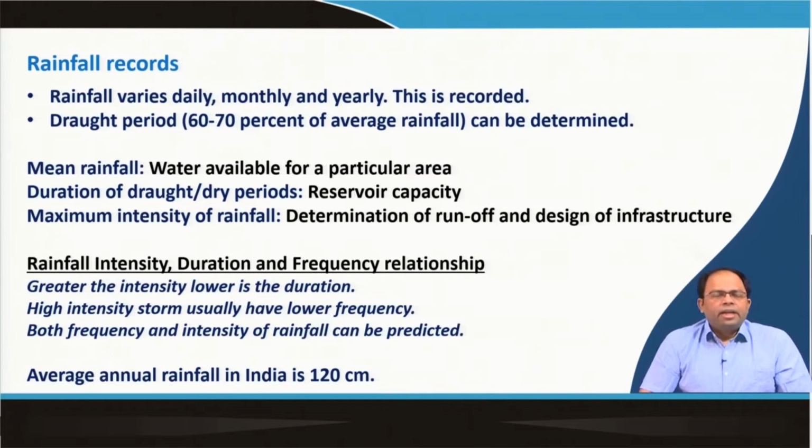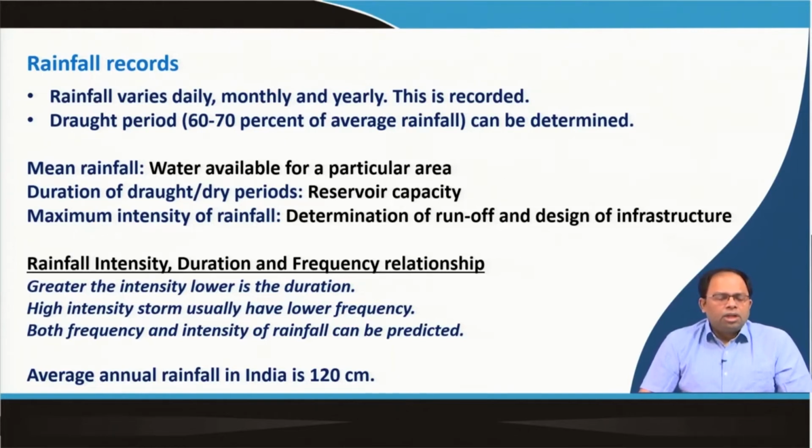So what are the kinds of data we keep? One is mean rainfall, that is the average rainfall that we were just discussing. Using this, we would be able to determine the total water available for a particular area. We also need to understand the duration of drought and dry periods, because if we know that the drought will be there for a 1 year period, then we will determine the reservoir capacity or the storage capacity for water, and then accordingly create our infrastructure.